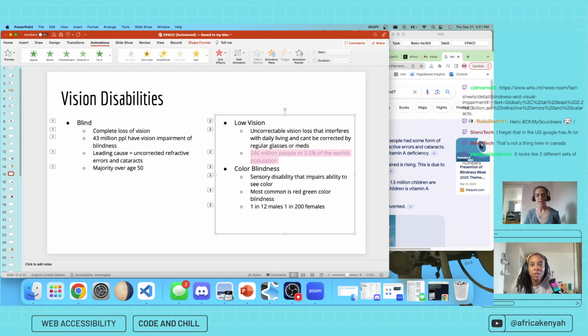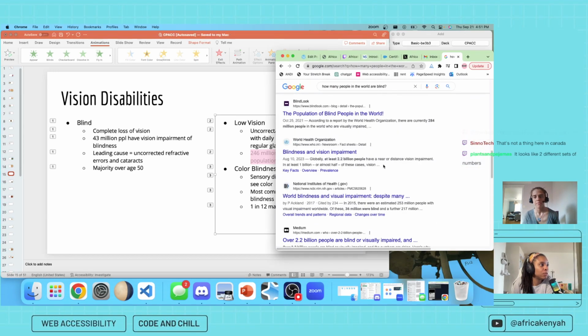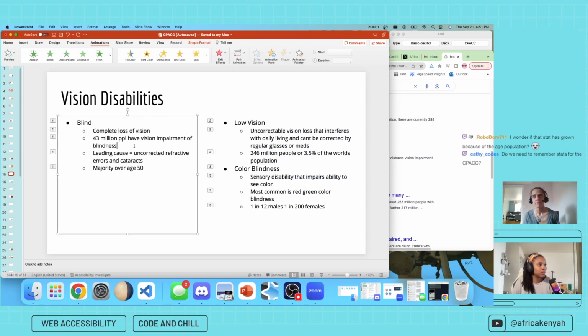All right, I'm going to read some of these comments. The 2.2 billion number is straight from their body of knowledge. We're going to have to figure out what the real answer is. Okay, the World Health Organization said 2.2 billion, so that's who I'm going to listen to. That's why you can't trust AI. They're off by like 50%. What?